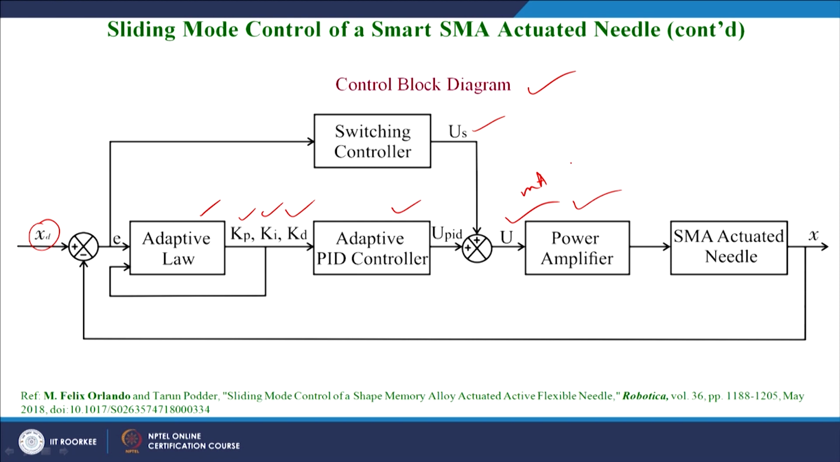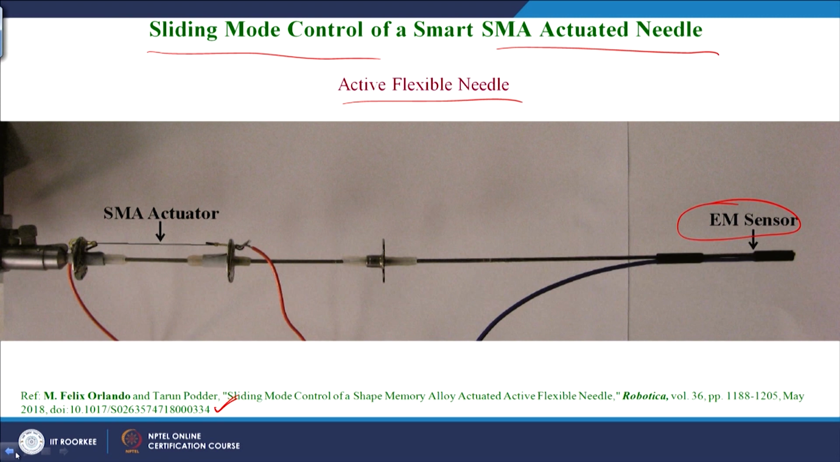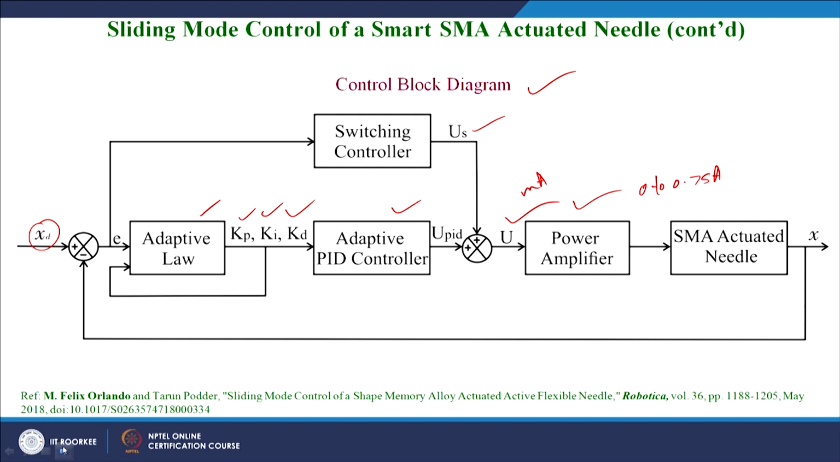The range that is given to this needle is 0 to 0.75 ampere, and then the needle is bent. That deflection of the needle is captured by the EM sensor attached to the tip of the needle. That gives the actual position of the needle tip or the actual deflection of the needle tip, which is fed back here to get the error signal, and this procedure continues till the last target is reached.